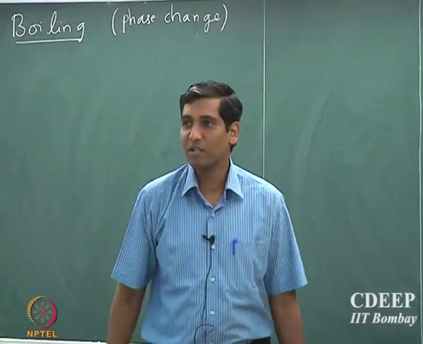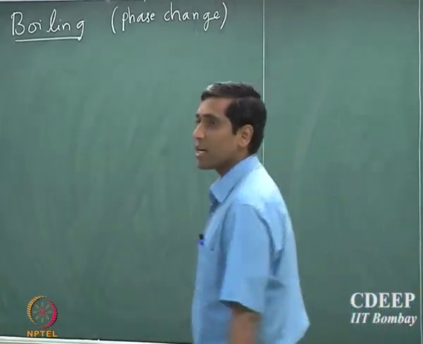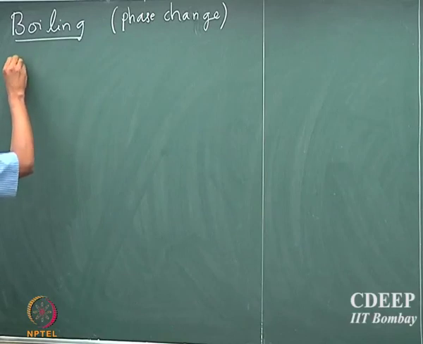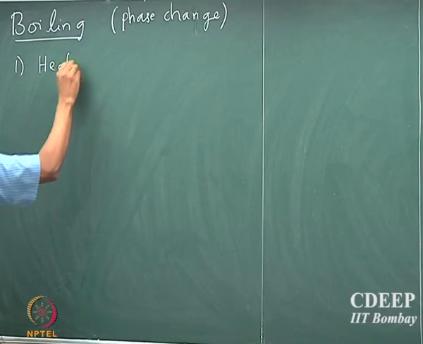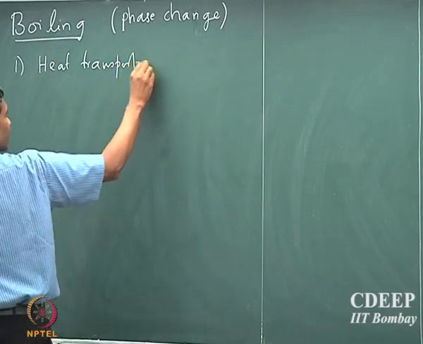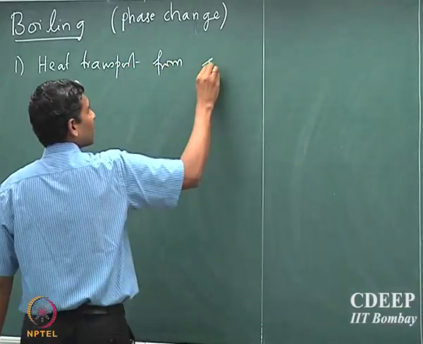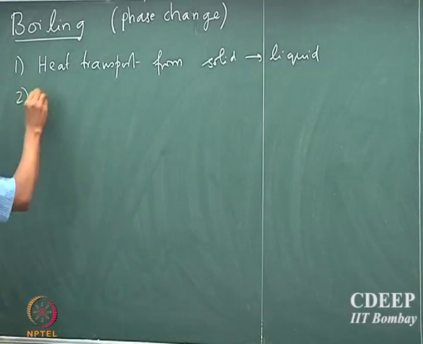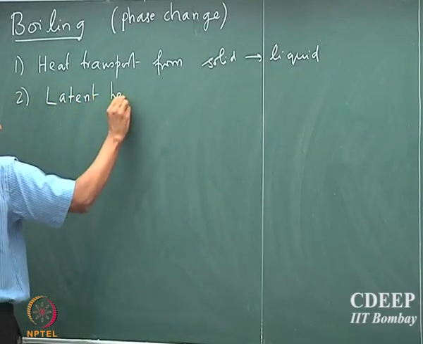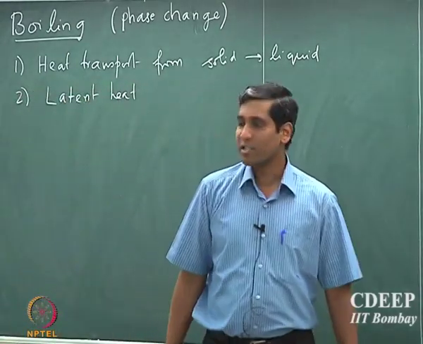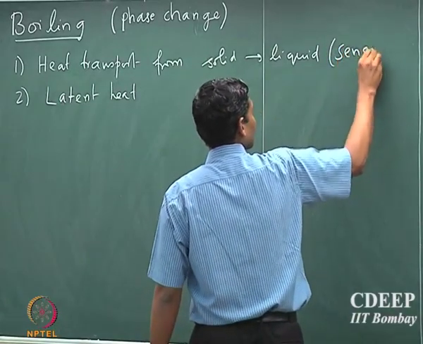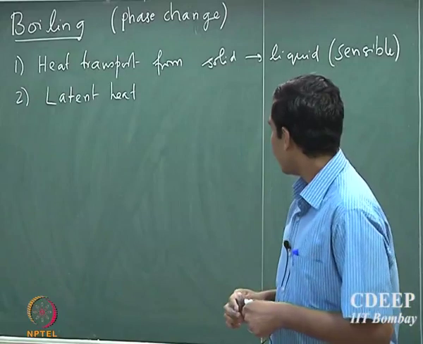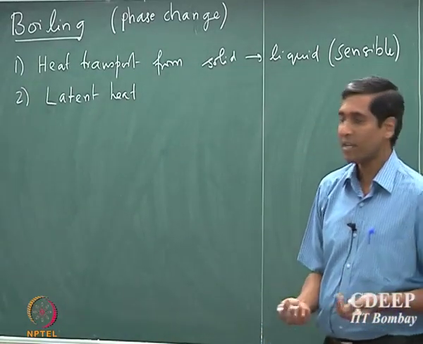So there is a phase change involved in the boiling process, and in fact the same thing is involved in condensation, which will be the next topic that we will look at. So in boiling, in addition to heat transport from, let's say, solid to liquid, we'll also have latent heat. So it's not just the sensible heat that controls the heat transport process, it is also the latent heat of the fluid that controls the net amount of heat that is transported.